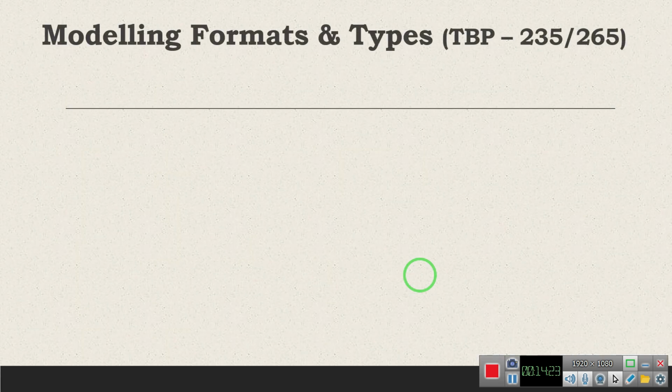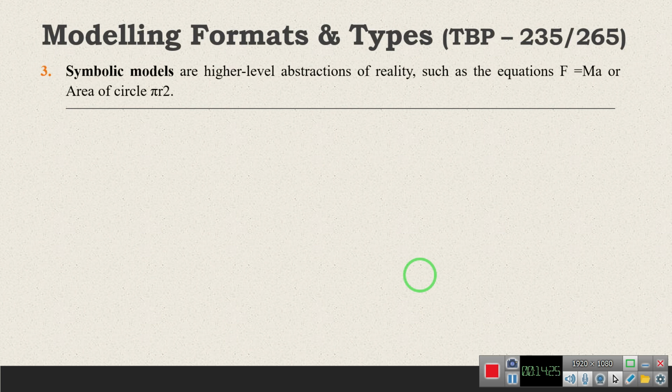Now coming to the last one in types, it's symbolic. Symbolic, by name itself, we are talking about symbols. These are higher level abstractions of reality, such as equations. F is equal to ma, force is equal to mass into acceleration, or area of circle pi r square. So these are some examples of symbolic models.